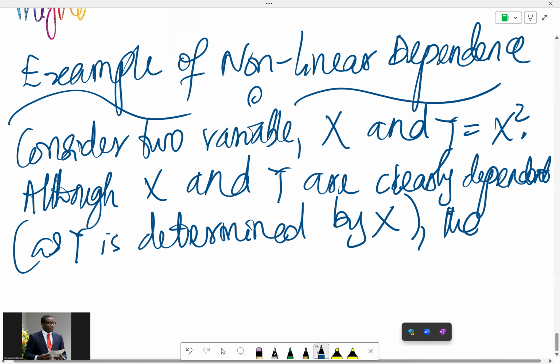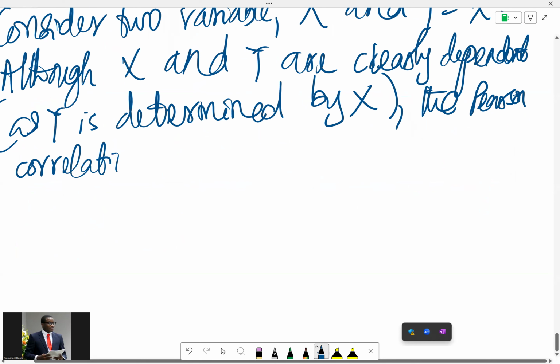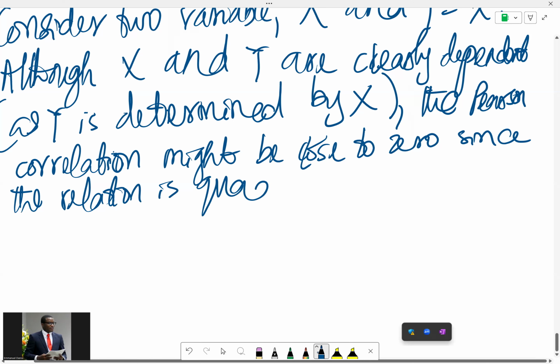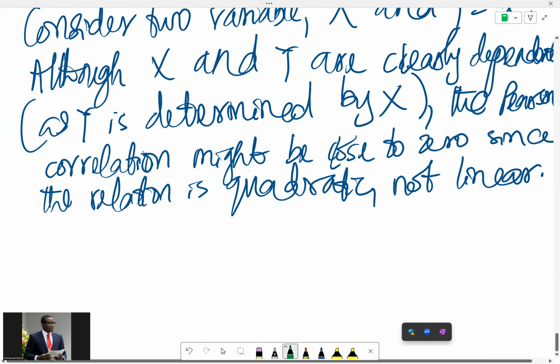Okay. The Pearson correlation might be close to zero, since the relationship is quadratic, not linear. And like it has been said before, it means that we may have to consider something like Spearman's correlation.